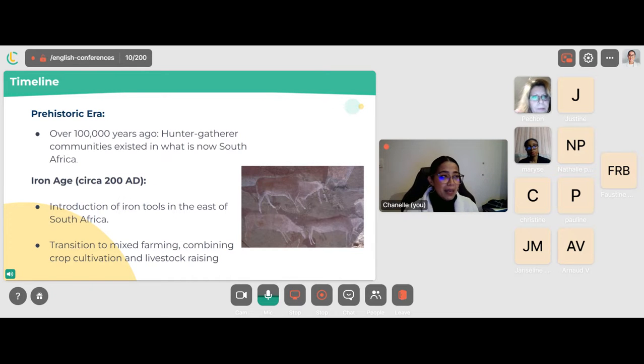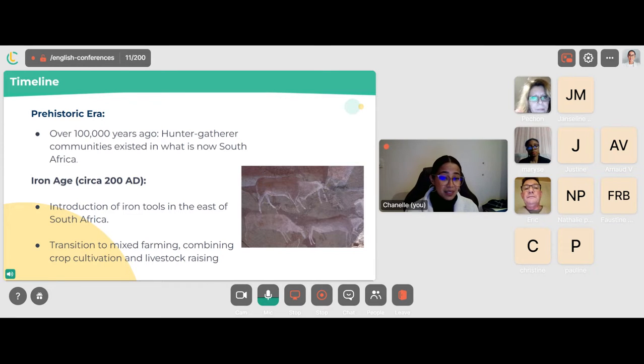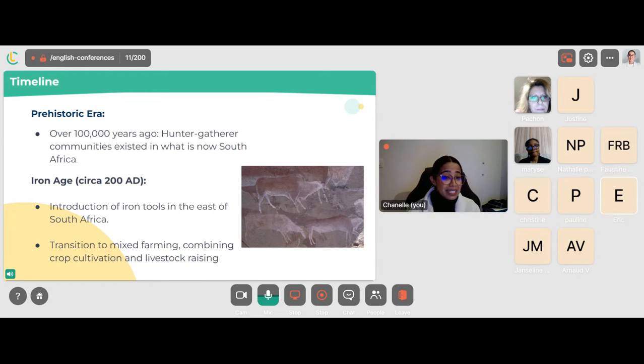So when we look at a timeline of South Africa, it dates back to over 100,000 years. So 100,000 years ago, our history starts with hunter-gatherers, the communities that existed in what is now South Africa. In the Iron Age, we then looked at the introduction of iron tools in the east of South Africa, and they then made the transition to mixed farming, combining crop cultivation and livestock raising. A big part of our history, on the right-hand side, you can see there is a cave drawing. There are many that still exist in South Africa today, which allows you to see a little bit into our past as a country.